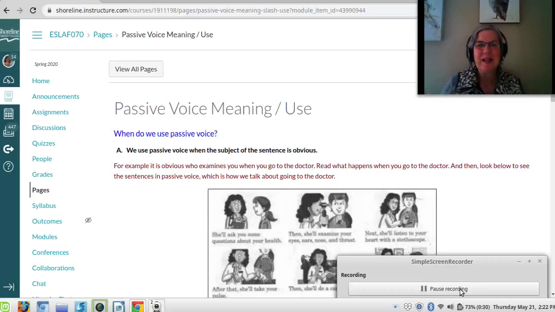Hi there. Passive voice is a verb. Is it a verb tense? It's not a verb tense, it's a voice. It always means there's two people, and the person who does the action doesn't matter. It's the person who receives the action.